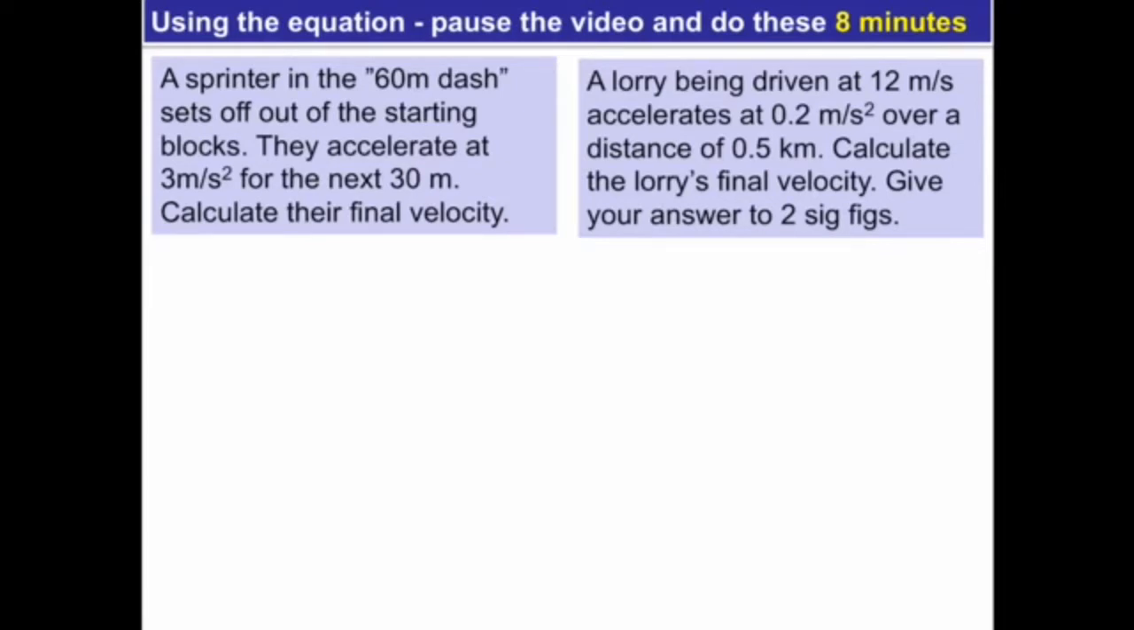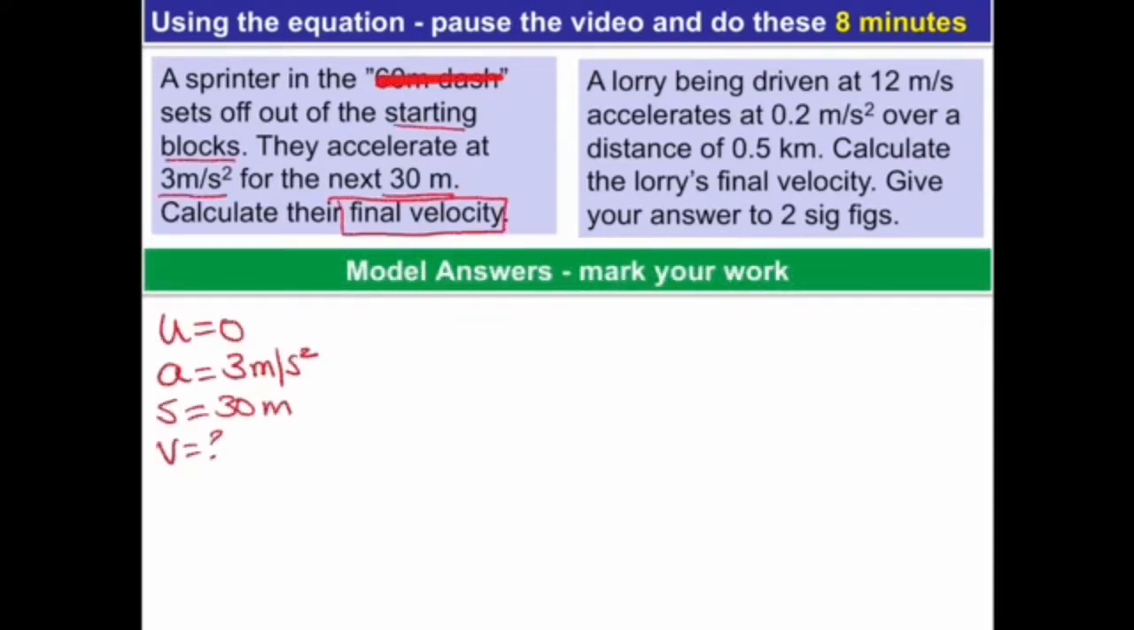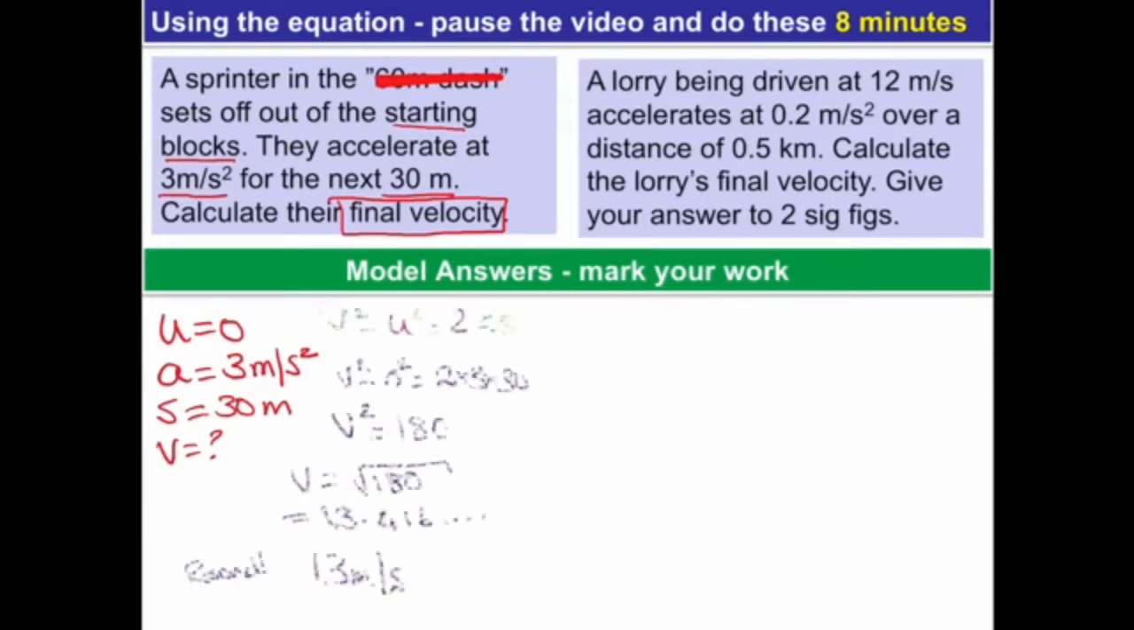Ready for the answers? Right, the first one has got a little bit of red herring information there. It talks about a sprinter in the 60-metre dash. That 60 metre is not relevant to the question. It's just the name of the race the sprinter was in. What is important is that they set off out of the starting blocks, so their speed initially must have been 0. Then we've got the acceleration, we've got the distance, and we have to calculate the final velocity.